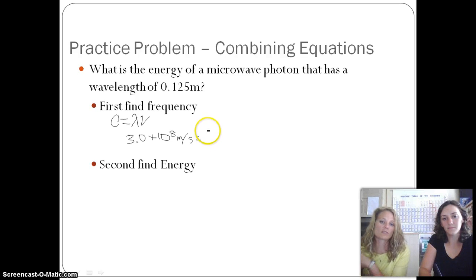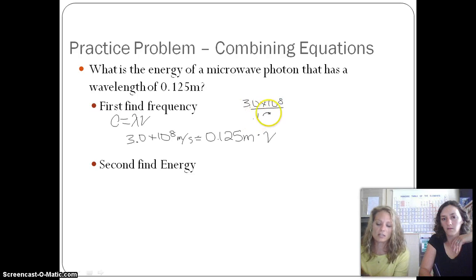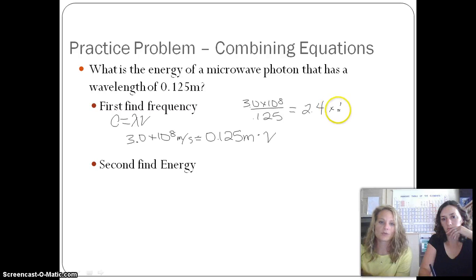It is equal to, we want to find frequency. So this is wavelength, so we've got our 0.125 meters that we can plug in the lambda spot. Now we're going to divide. 3.0 times 10 to the 8th divided by 0.125 meters gives us 2.4 times 10 to the 9th hertz.